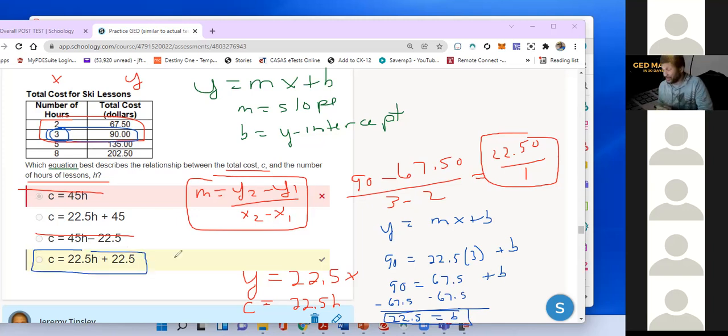Mr. Tinsley, what? I'm never going to understand that. I'm never going to be able to do that. Oh my God, Mr. Tinsley, my head is about to explode.